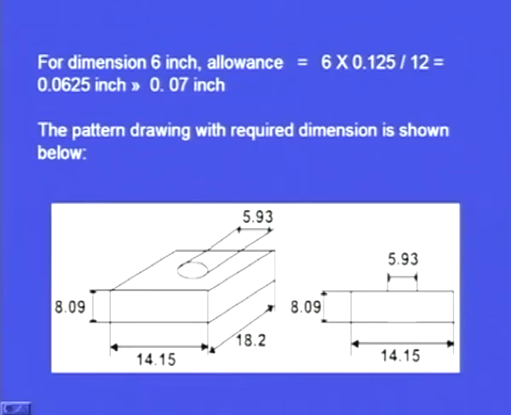So, the pattern dimensions will be as follows. The first dimension will be 14.15 inches. The other side, where the actual dimension of the casting is 18 inches, now here we have to give 18.2 inches, and the diameter of the hole is 6 inches, now we have to give 5.93. The height of the casting is 8 inches, now we have to give 8.09 inches. So, this will be the final dimensions of the pattern considering only the shrinkage allowance.